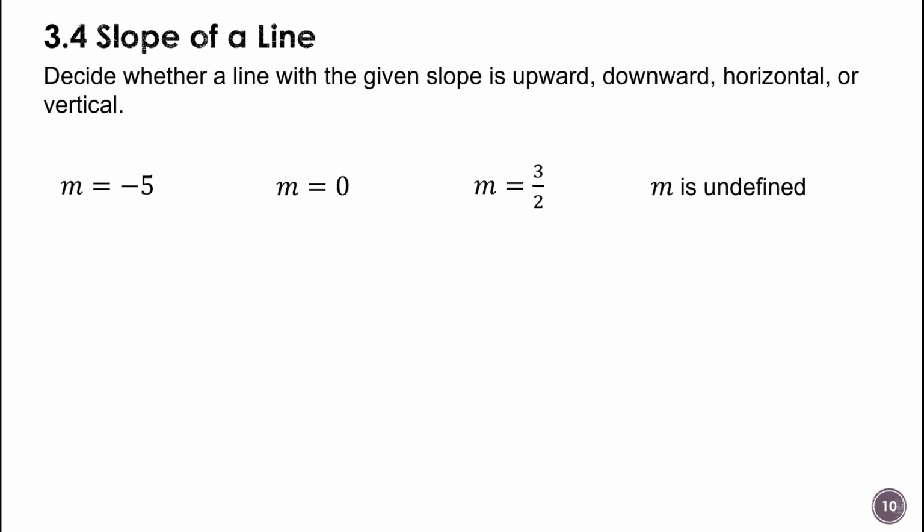Okay, now we're going to look at some slopes, not the lines themselves, and determine which direction they're going, upward, downward, horizontal, or vertical. So the first one, m equals -5, that is a negative slope, so that's going to go downward, right? It's downward to the right. m equals 0. Well, a 0 slope means a horizontal line. And then the next one is a positive slope, positive 3/2. So that's going upward to the right.